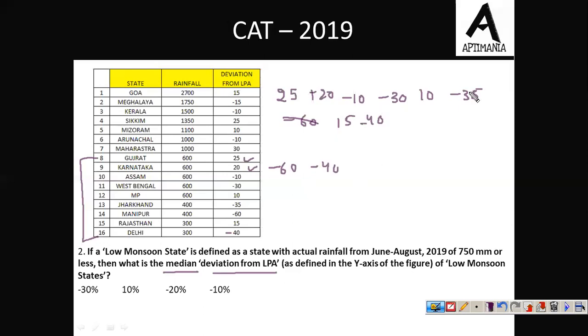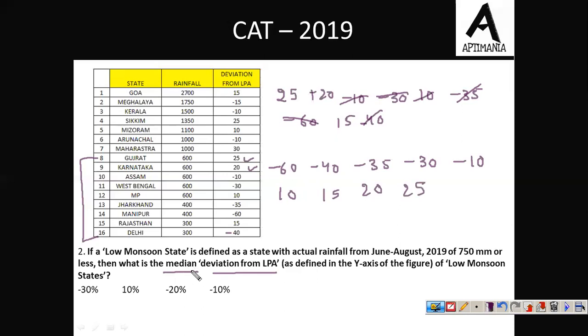So this value is minus 40. Minus 60, minus 40. ये value भी use कर लिए. Then minus 35. We have used this value as well. Minus 30. Minus 10. सारी negative values we have used. Then plus 10. Then 15. Then 20 and then 25. So we have arranged the data in ascending order.